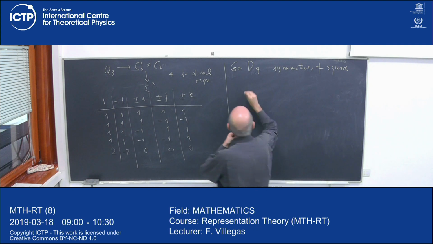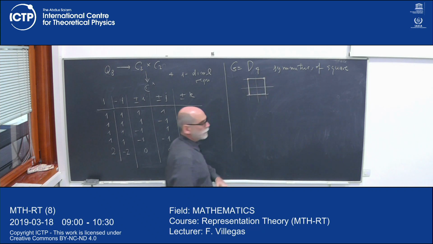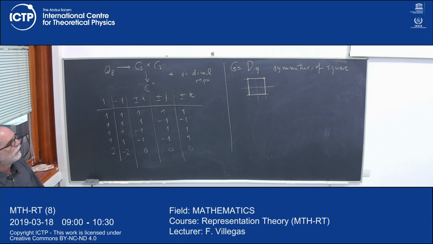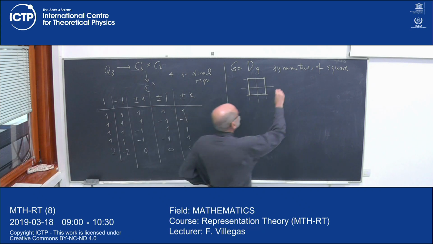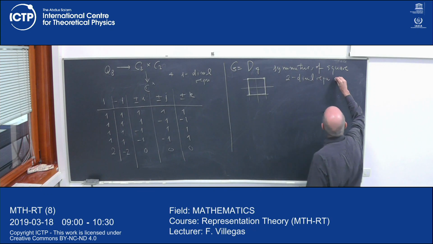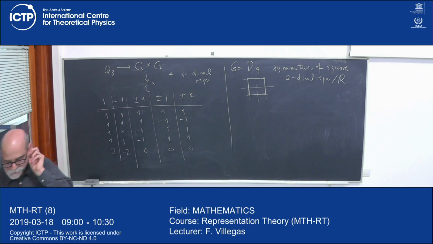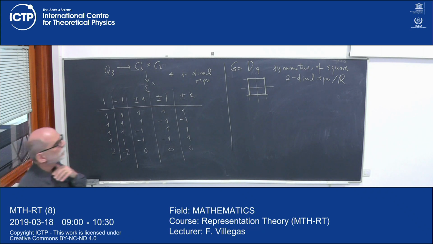And this therefore acts on 4 space by moving the square around. So this is a two-dimensional representation, which is real. It's by its very construction acting on R2. In fact, it is an irreducible representation because there is no line that is fixed by the group.